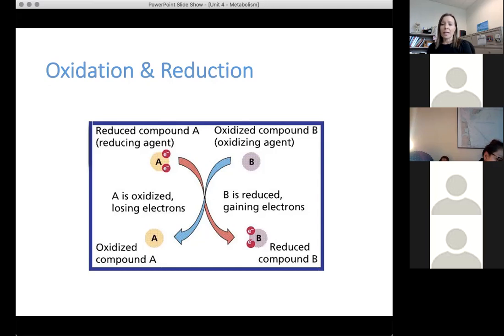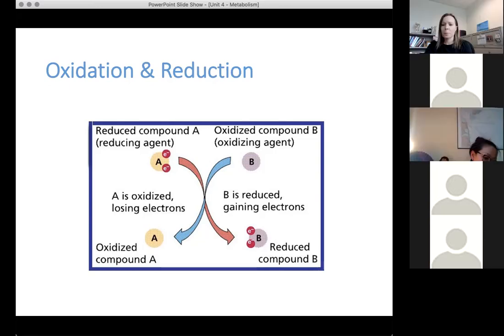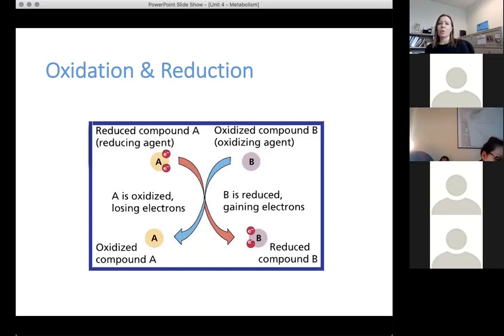If you can remember oxidation, reduction is the exact opposite. This is the gain of electrons and hydrogen ions by an atom or molecule. And that is an energy gain reaction. When you're giving an atom or a molecule electrons and hydrogen ions, you're also giving it energy.